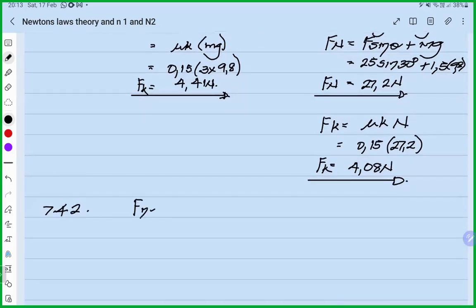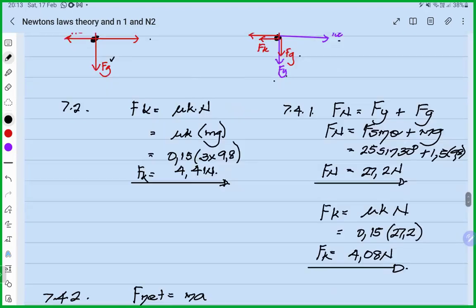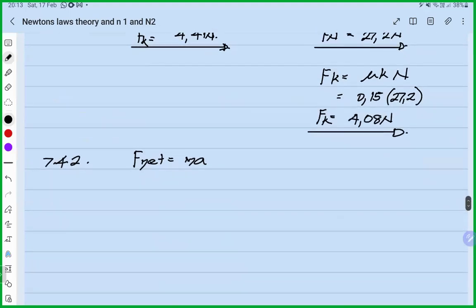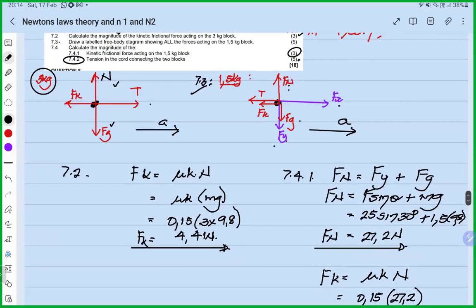So F net equals ma firstly. And we're going to do this for the 3 kilogram mass that we have here in the back, which is easier to work with. Remember, both of them are accelerating to the right. They should have mentioned this in the question, but they didn't. It's a poorly phrased question. So this is for the 3 kilogram mass.